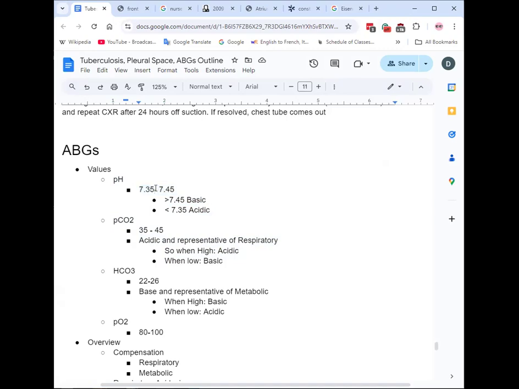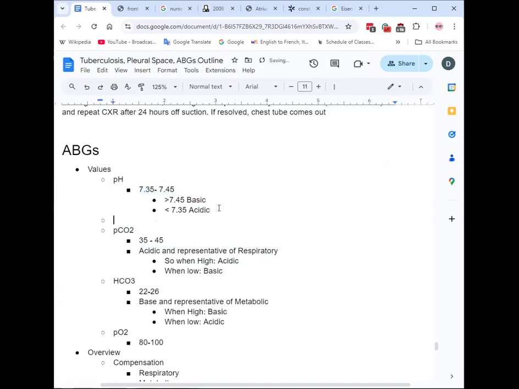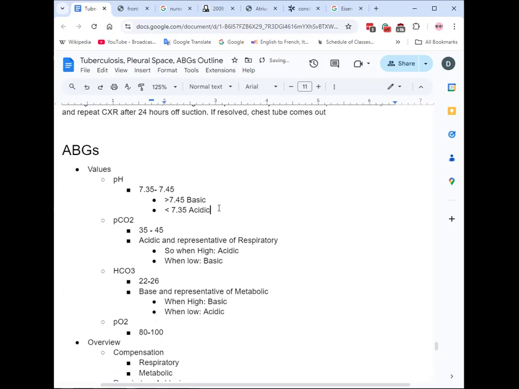So essentially, whatever number you have, let's say your number is like 7.4 or 7.37. It's within normal limits, but it's closer to the acidic side. So you consider it acidic in terms of matching. So you would consider it acidic.